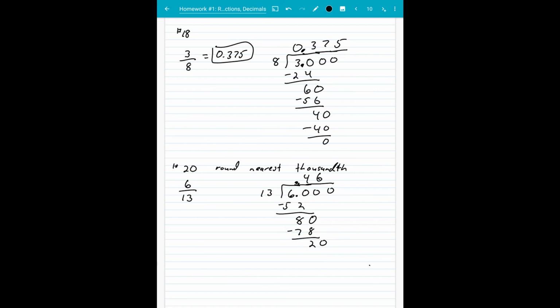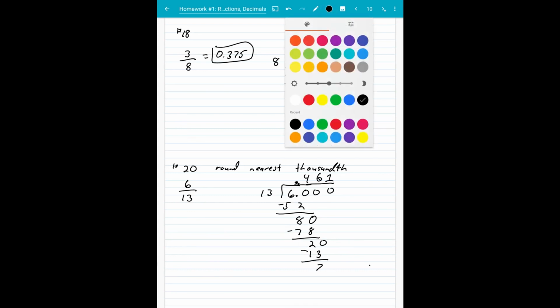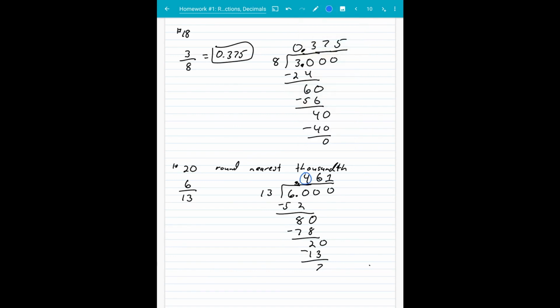It says 13 goes into 20 one time. Subtract 13 from there. That gives us 7. Now, as you can see, we currently have tens, tenths, hundredths, thousandths. But we have to go one more number off to here because we have to see if we need to round this number. That's why it says round to the nearest thousandth. We don't stop at the thousandths. We have to find out the next number.